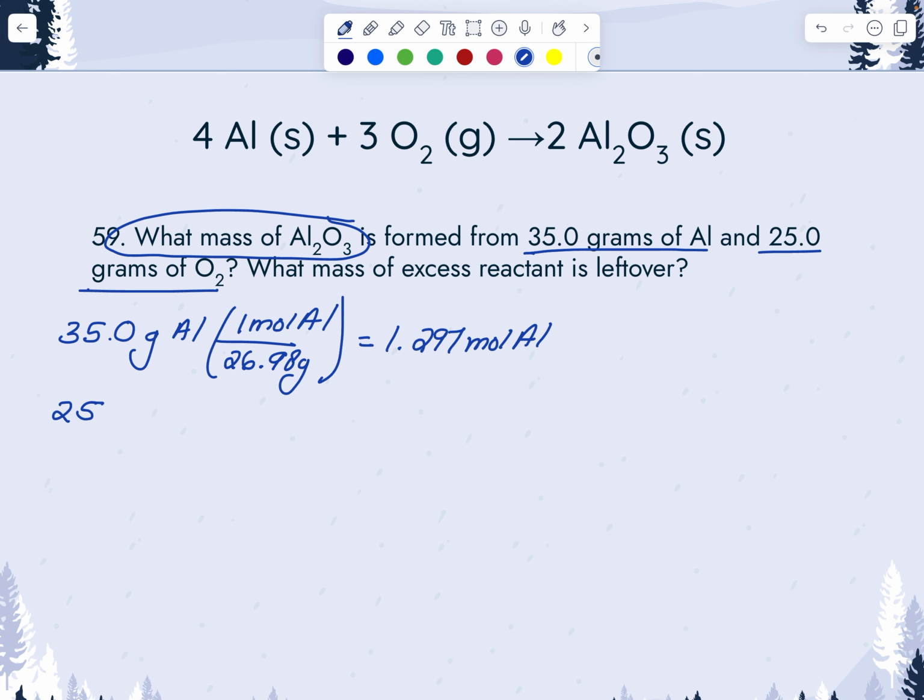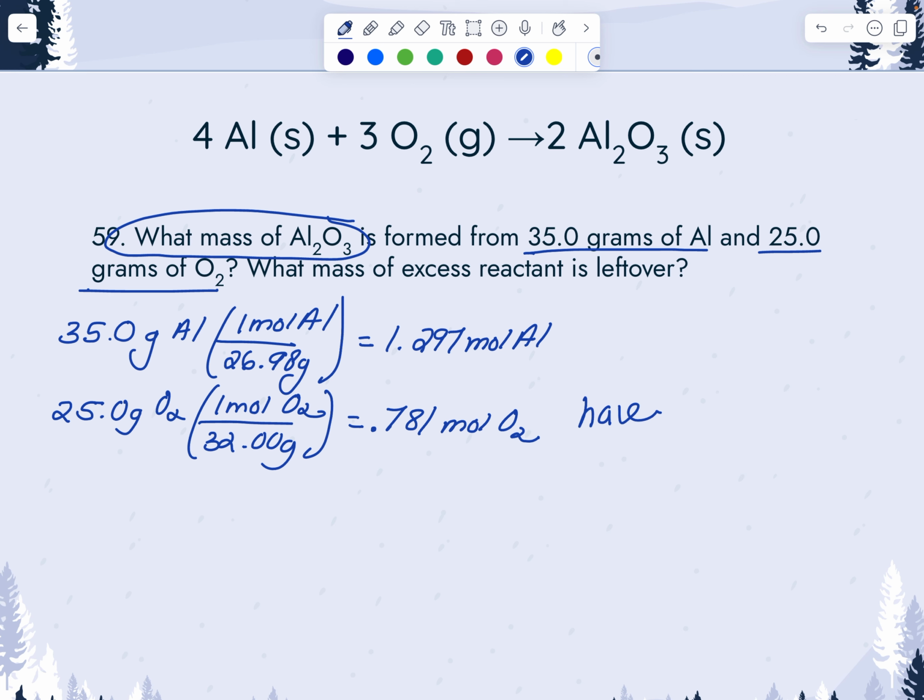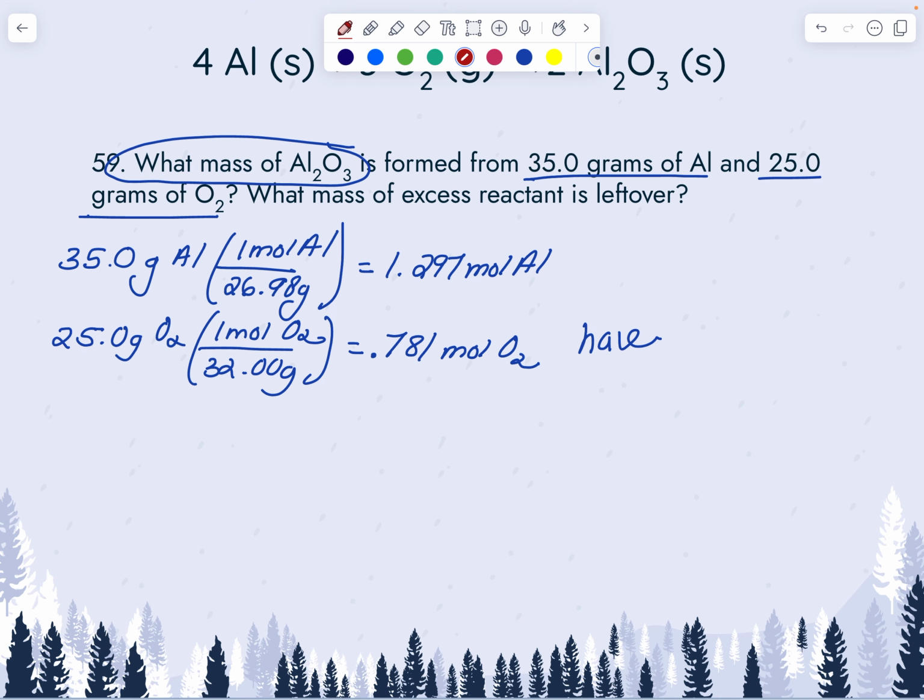I'm starting with 25.0 grams of oxygen. 1 mole of oxygen has a mass of 32.00 grams. So I'm going to start with 0.781 moles of oxygen gas. So now that I know how much of each reactant I have, I need to figure out, is aluminum my limiting reactant? And in order to do that, I need to see how much oxygen I will use to use up all of my aluminum.